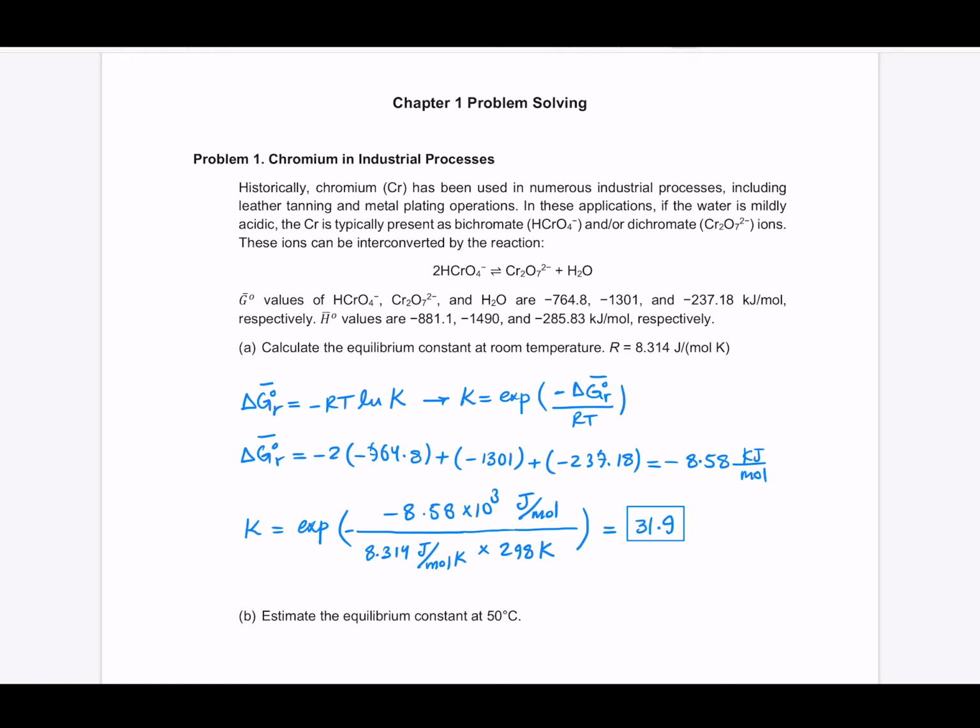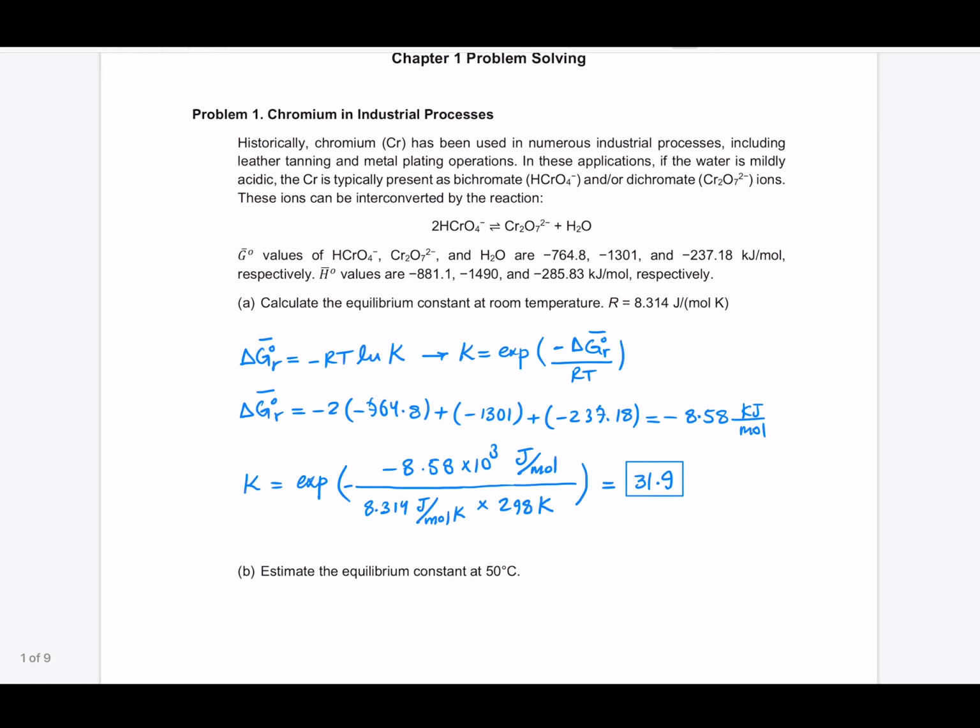This means that at equilibrium at 25, most of it would be in the form of dichromate. The reaction is leaning towards the product. The ratio of this species to the power of 2 would be around 40 or 31. That means it's mostly dichromate in the system.